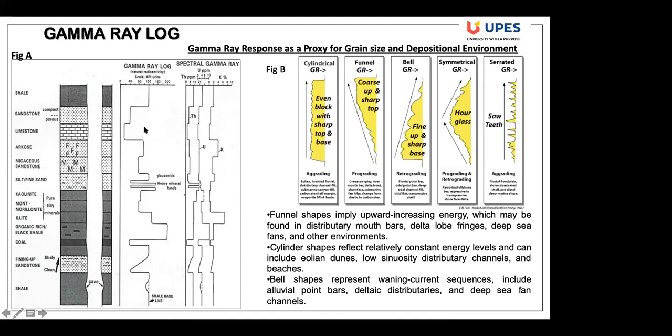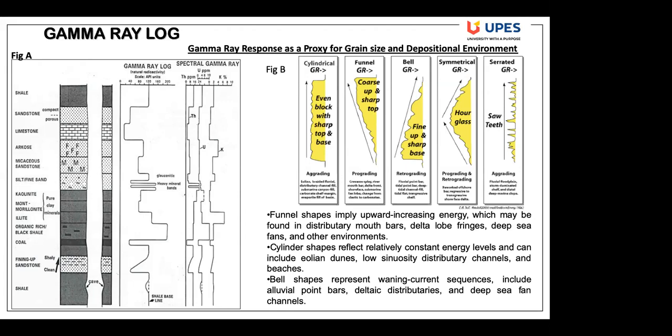Total gamma gives the total radioactive element concentration present in that respective layer. And there is another advanced gamma log, that is spectral gamma, which gives differential concentration of uranium, potassium, and thorium. This gamma log can be used as a proxy for depositional environment. You can identify what kind of depositional environment is present in that particular basin or study area.